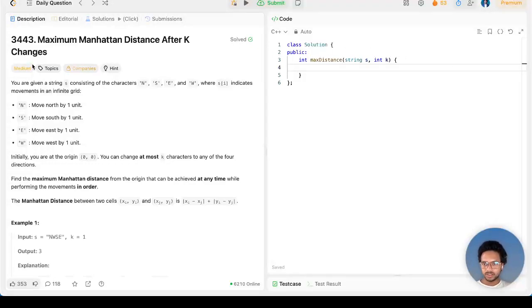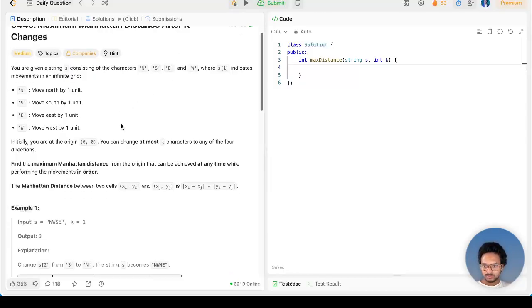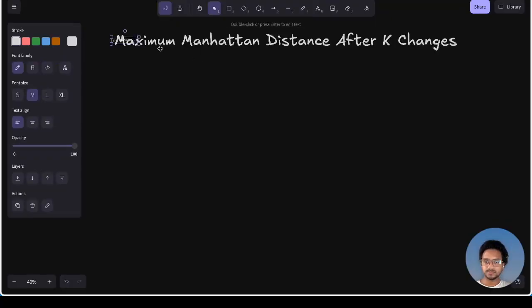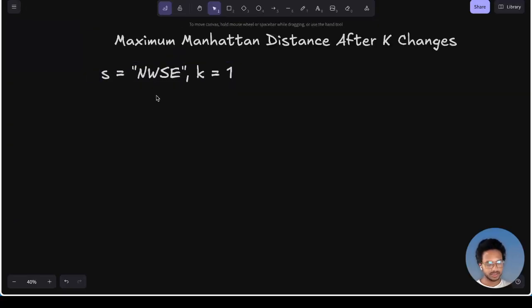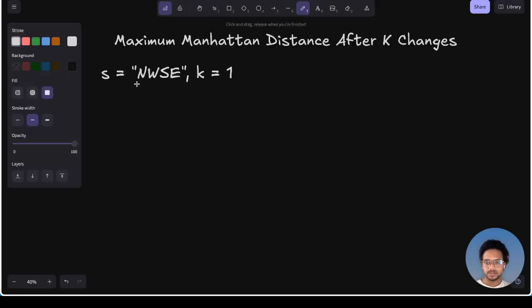Hello everyone. So in today's problem, we have to find the maximum Manhattan distance after k changes. We will be given a string of characters and an integer value. So if we copy this one here, we have to find the maximum distance from here.